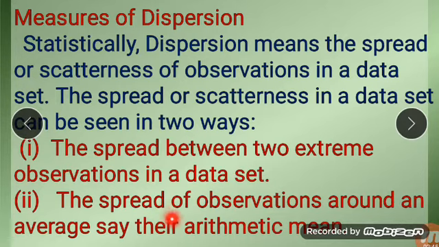The second way is the spread of observations around an average, say their arithmetic mean. Sometimes we are interested in knowing the dispersion or the deviation from the mean, from the average value. Suppose the deviation of marks from the average value, or the variation of someone's weight from the average weight, can be known as spread of observations around an average.